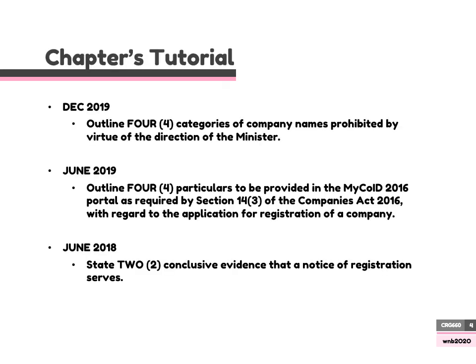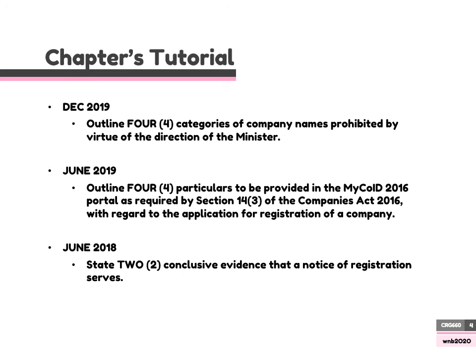Alright, so we come to the end of this chapter. I extract out few questions yang berkaitan dengan incorporation. Kita ada 3 semester, Disember 2019. Dia minta you outline 4 categories of companies name prohibited by the directions of the minister. 4 kategori nama yang memang prohibited by minister.